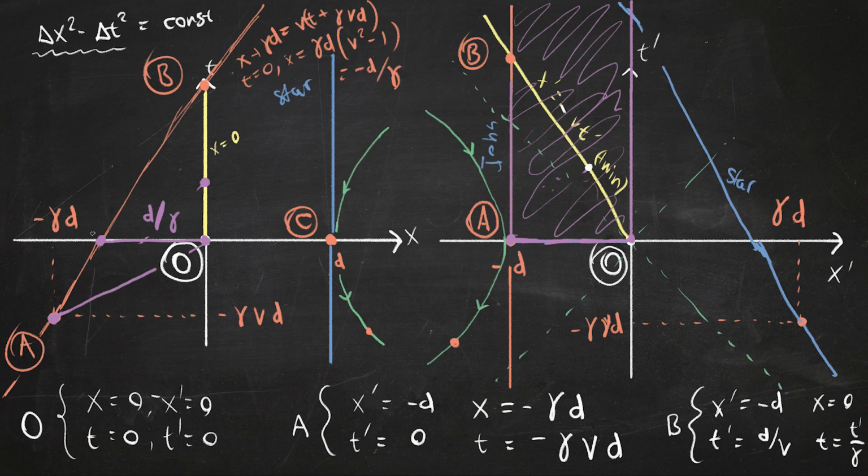Let me call that the point D, just to make it clear, right? So this is a space-time at D, and it has the coordinates of x equals negative d over gamma, and likewise t equals 0, right? So that's that one. I'm just going to delete all the workings there because they're getting in the way.